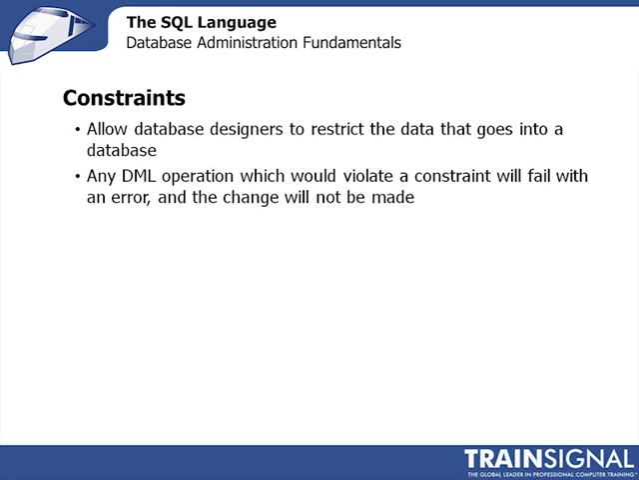Constraints are something that a database designer puts into the design or schema of a database to restrict the data that the database will accept. Any DML operation that would violate one of those constraints will fail with an error, and the change will not be made. And there are a variety of different types of constraints that a database designer can use to help make sure the data in the database is consistent and correct and what it's supposed to be.